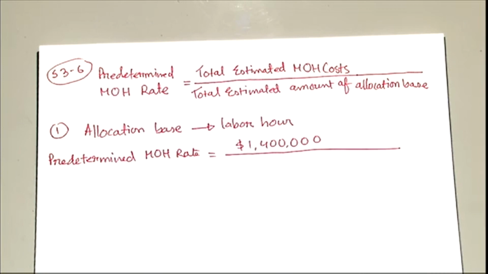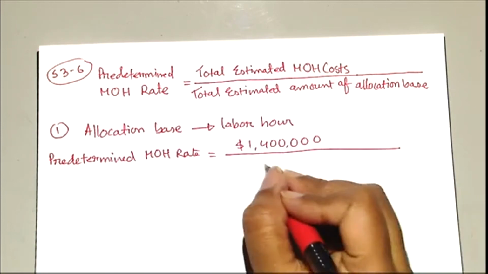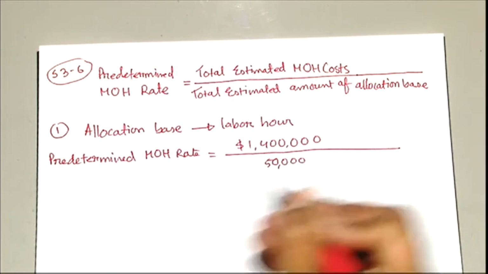Again, this is your estimated allocation base. So what is your estimated labor hour for next year? What is your estimated labor hour? Yes? So your estimated labor hour is 50,000. So you see, Edmonton also estimates it will use 50,000 direct labor hours. So your estimated labor hour is 50,000.